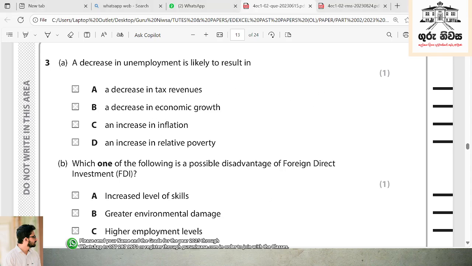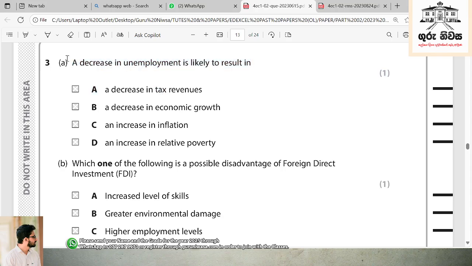Can you read the question? A decrease in unemployment is likely to result in... Yes, a decrease in unemployment. Tell me whether it is good or bad. Is it a decrease in economic growth? What is your answer? D. A, D, B.